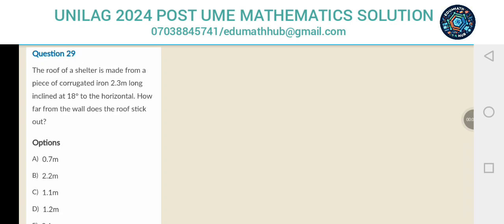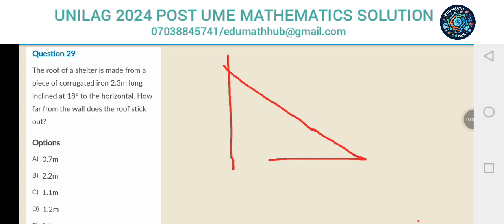So for this next question, we are told that the roof of a shelter is made from a piece of corrugated iron 2.3 meters long, and it is inclined at an angle of 18 degrees to the horizontal. How far from the wall does the roof stick out? So it's very obvious. This is trigonometry. So you draw the diagram like this. This is the corrugated sheet here. Then this is the wall here. Then you draw this part down to form a right-angled triangle.